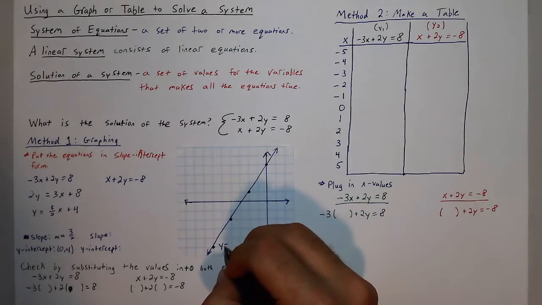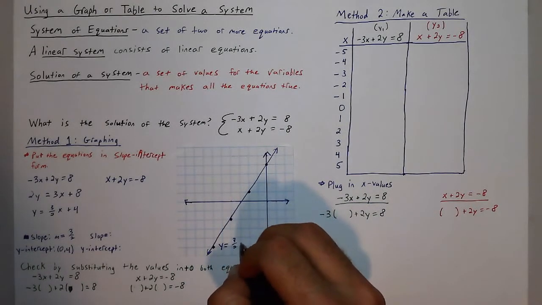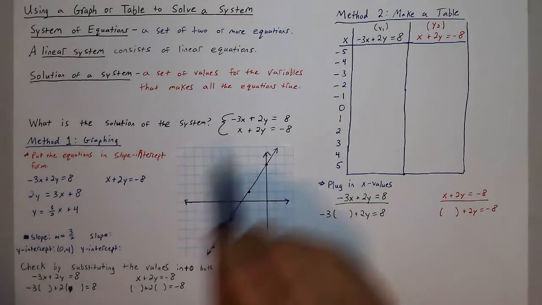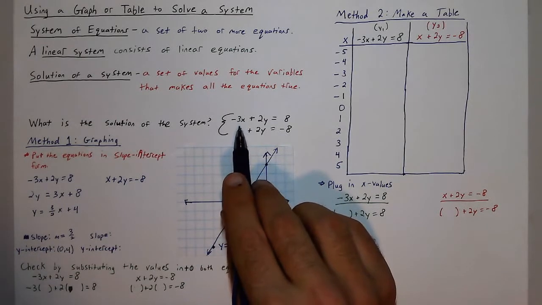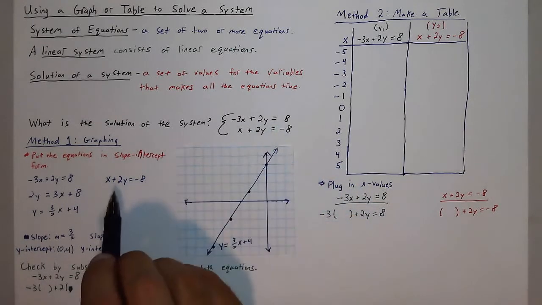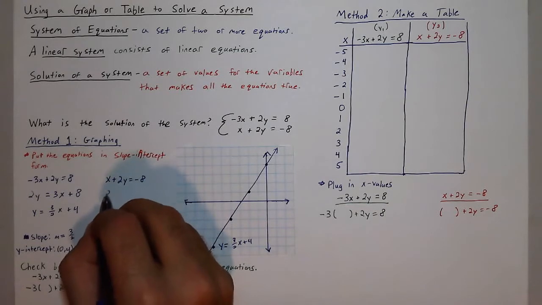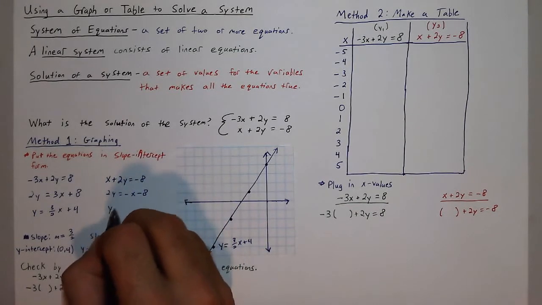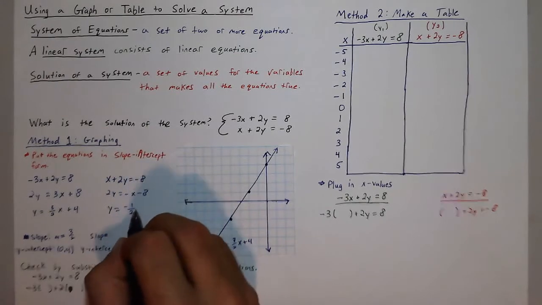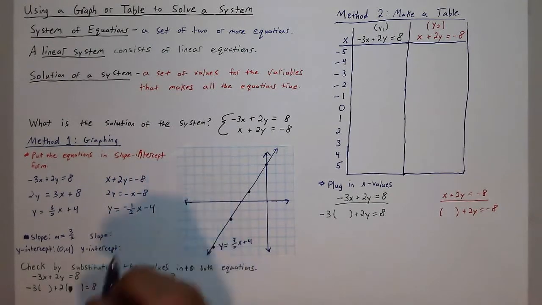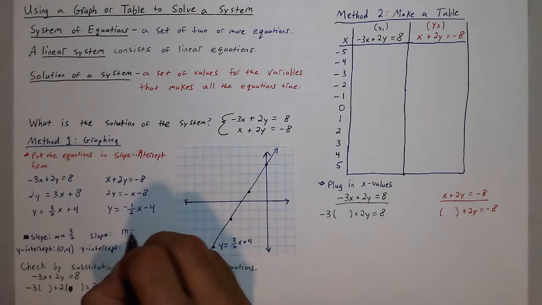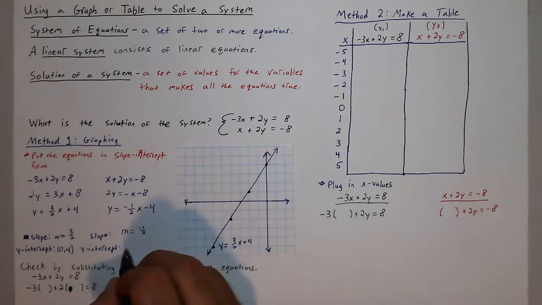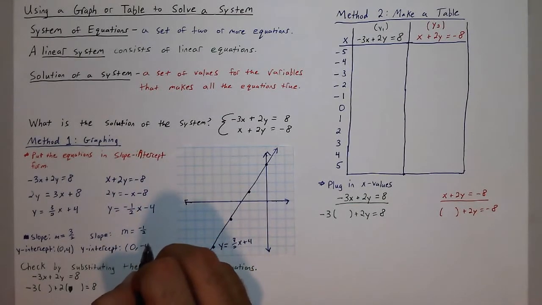So now we have the line y equals 3 halves x plus 4, which comes from the standard form equation 3x plus 2y equals 8. And solving the other equation, we can get 2y is equal to negative x minus 8. Then divided by 2, y is equal to negative 1 half x minus 4. So a slope of negative 1 half and a y-intercept of 0, negative 4.